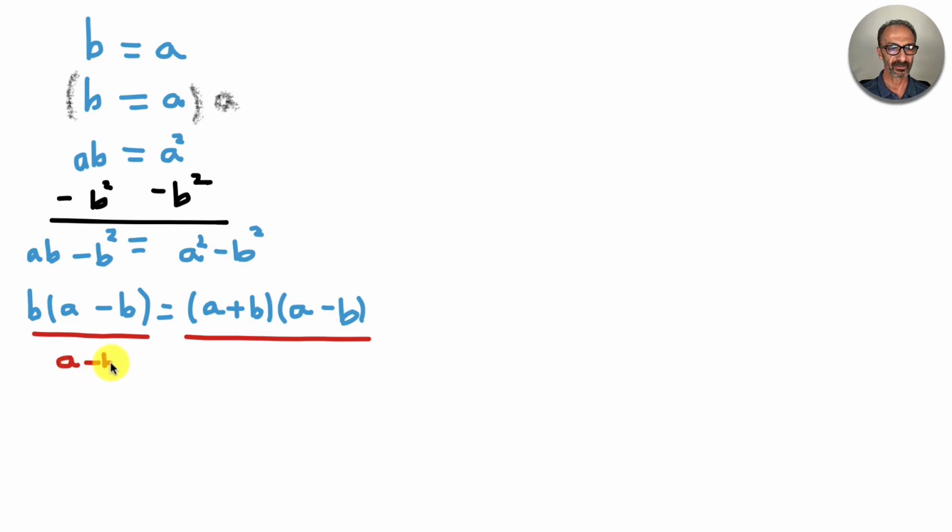If I do that, I could cancel it from the left and I could cancel it from the right side. So if I use the pencil to show that I'm canceling this with this and this with this, what do I have left? On the left side I have 1b. On the right side I have a plus b.